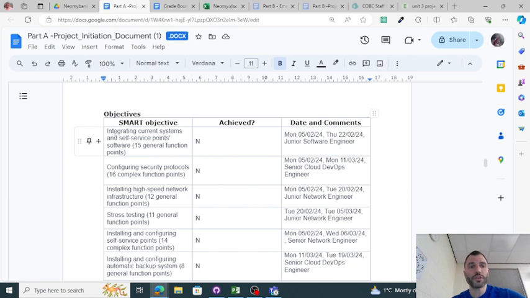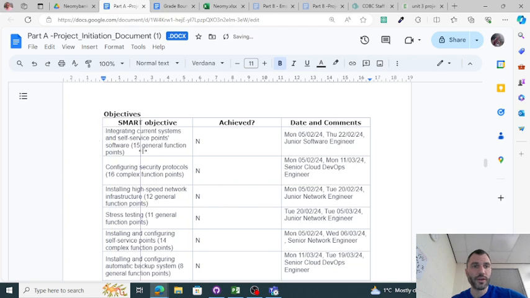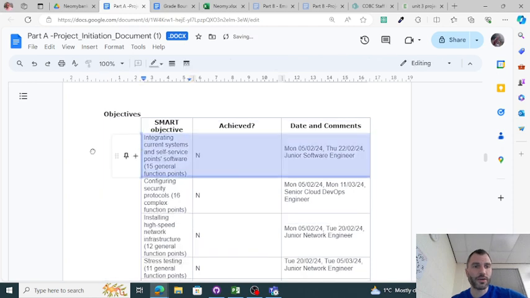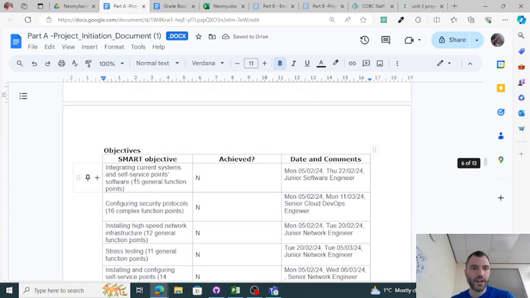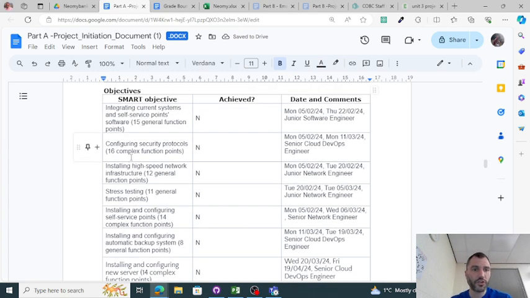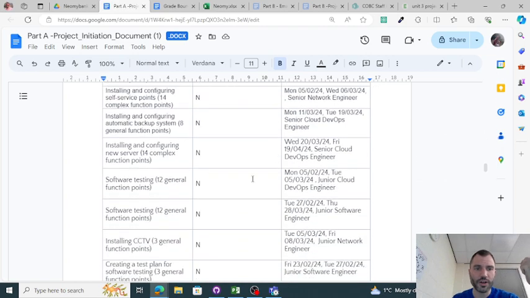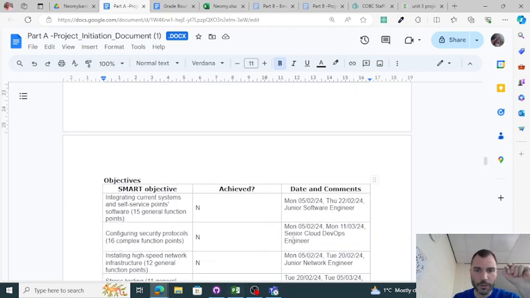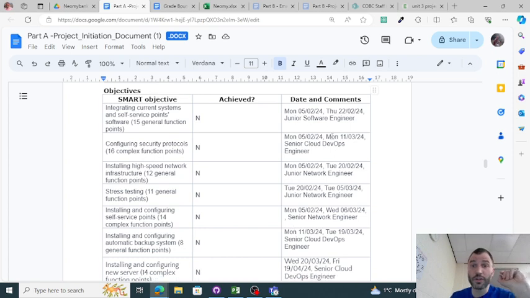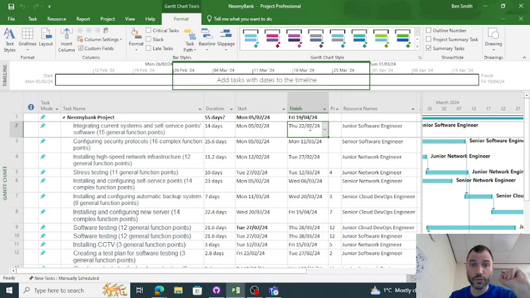So then we get on to SMART targets. Again, as I said, I've talked about this before, you literally list all the tasks. So I've got all the tasks here: integrating the current systems, configuring the security protocols, etc., and that's a copy and paste job. What isn't a copy and paste? And then I've gone and copied and pasted in also once I've created my Gantt chart.